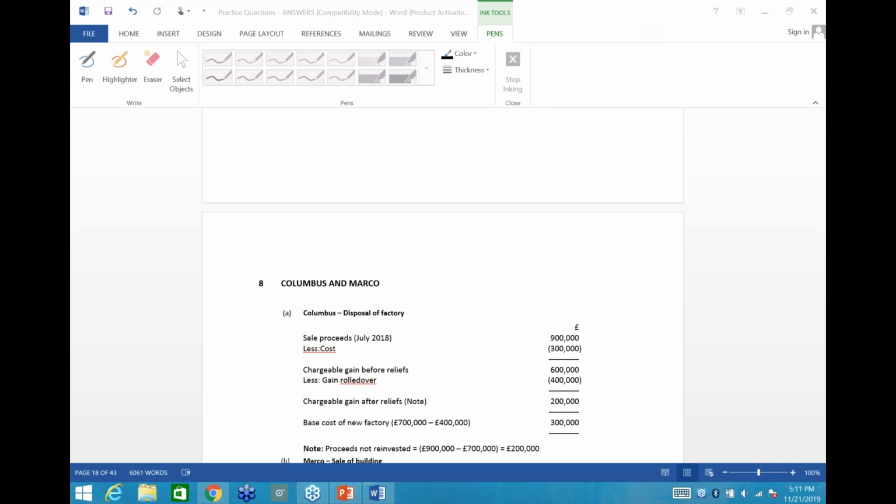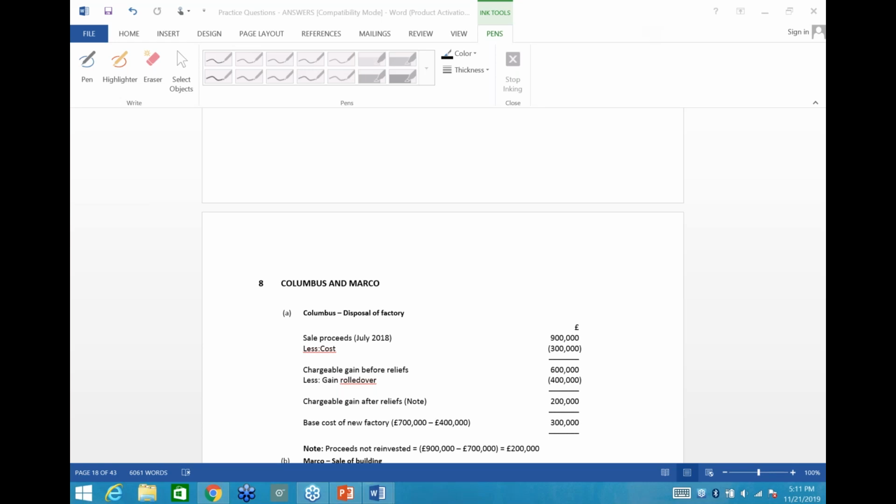For an individual, when we have a terminal loss, we were able to carry back 3 years to set it off against trading profits only. But if a company has a trading loss during the last 12 months of trading, it can be set off against the current year total profit before QCD, and you can carry back 3 years to set off against total profits before QCDs. It's not limited to trading profits only.